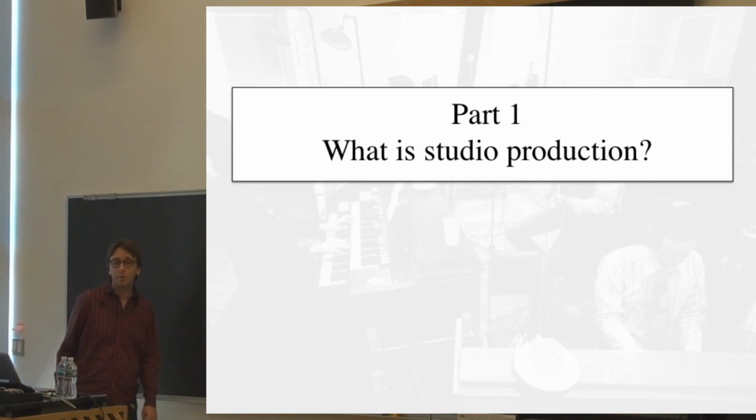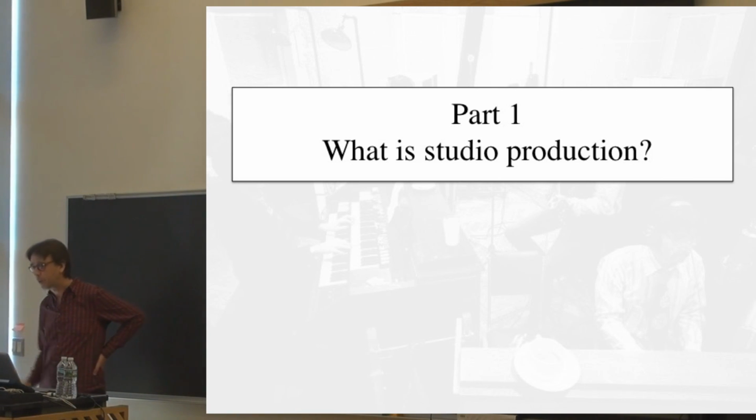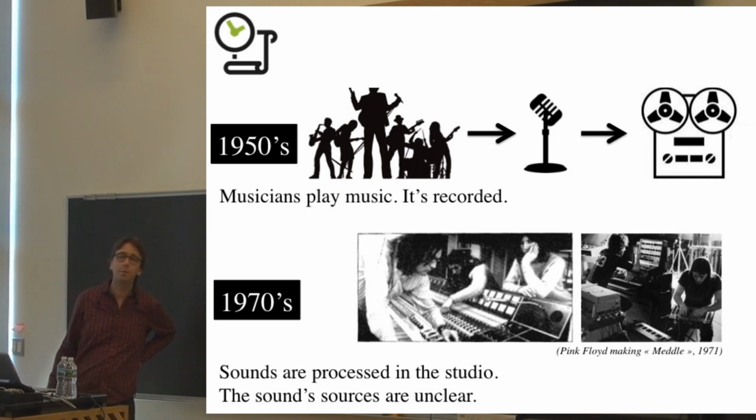Let's start. The first part is: what is studio production? How can we define it? We're going to go back in time a bit, to the 50s. The general rule in music in the 50s is that people play music, as they've been doing for quite a long time, and then we record it, or somebody records it.